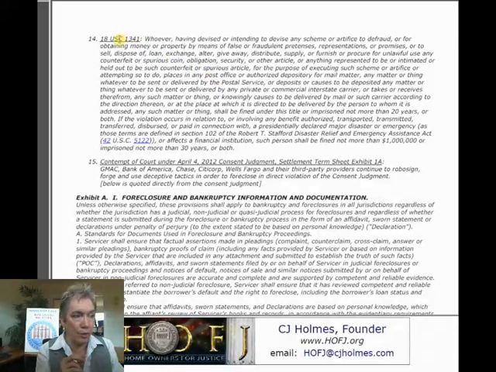This 18 USC 1341 is just mail fraud. This is if you deliver it in the mail and it's known to be fraudulent. Here's the code. I just quoted it. Here's the contempt of court for the consent judgment. And all of the exhibits for all of the mega banks are the same.